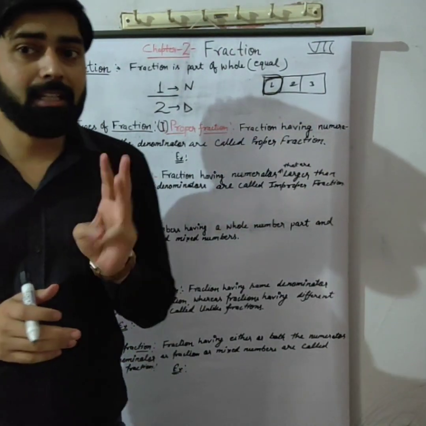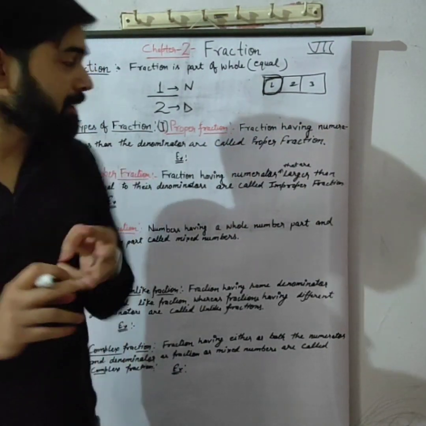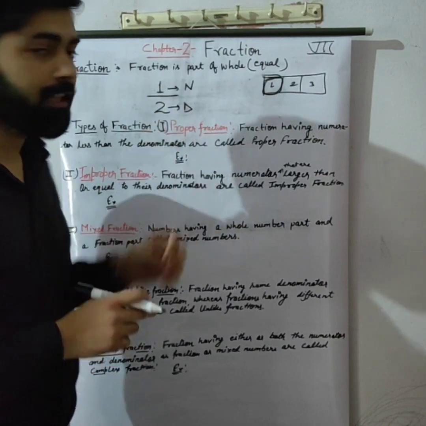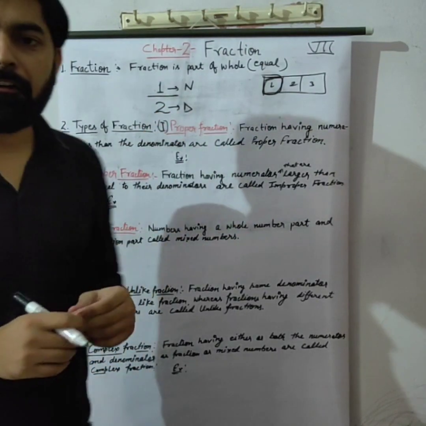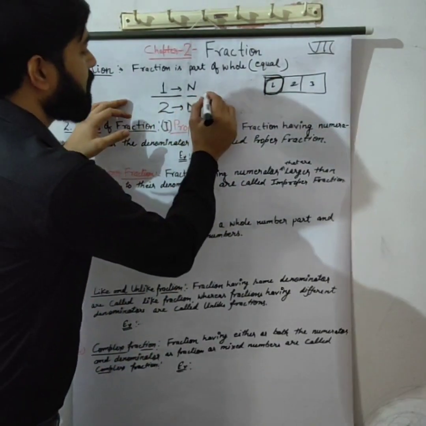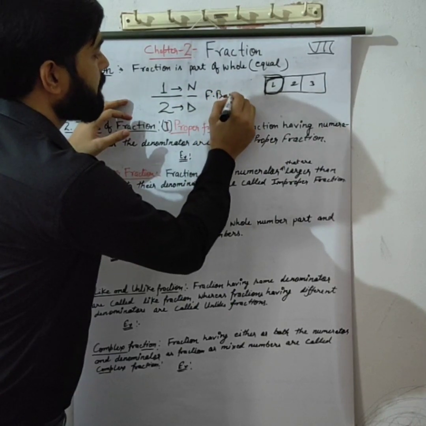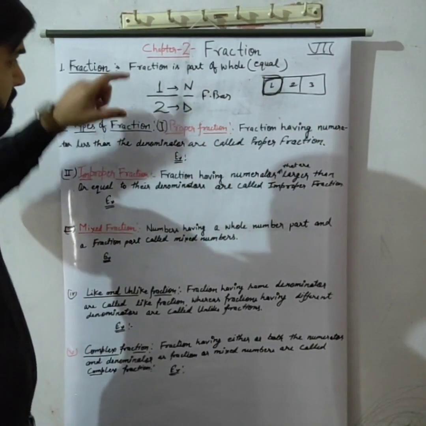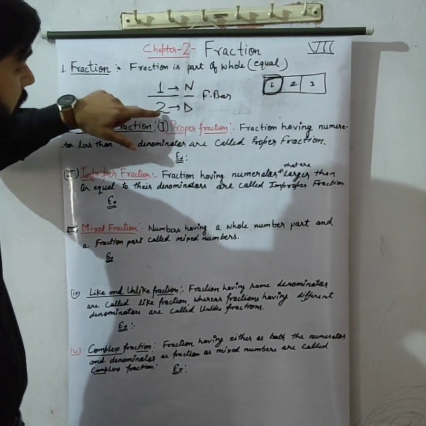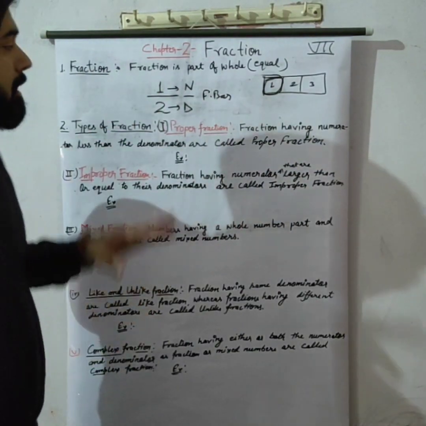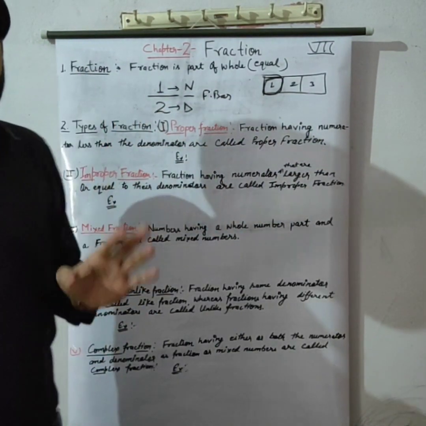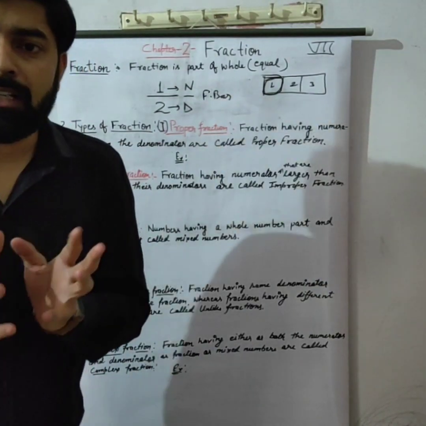So this is very important, carefully listen. A fraction has 3 parts. First is the numerator, second is the denominator, and third is this line, and this line is called the fraction bar. Numerator, denominator and fraction bar are the parts of a fraction. A fraction is a part of a whole number.